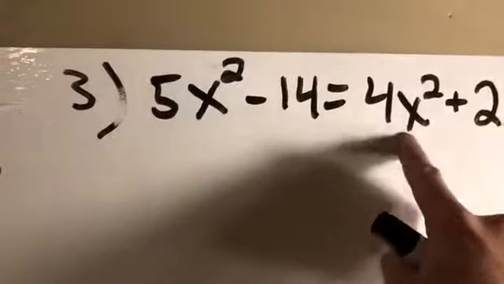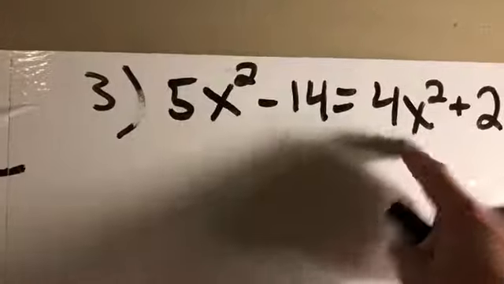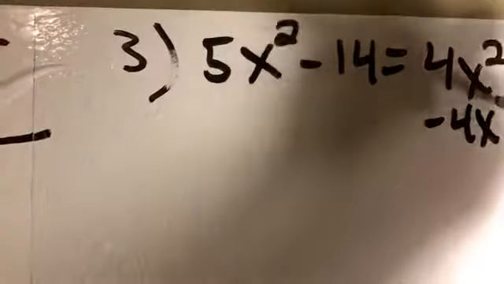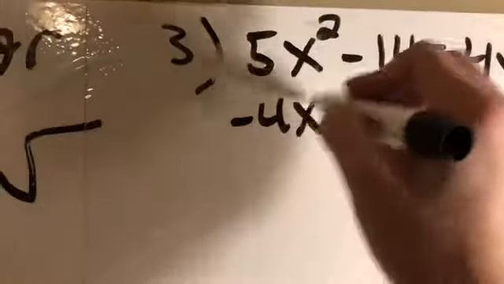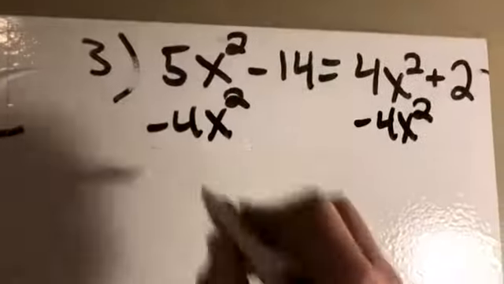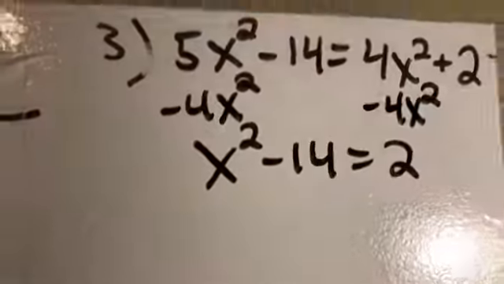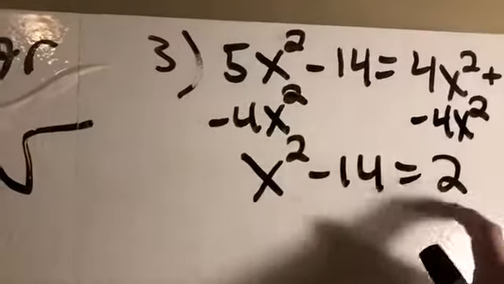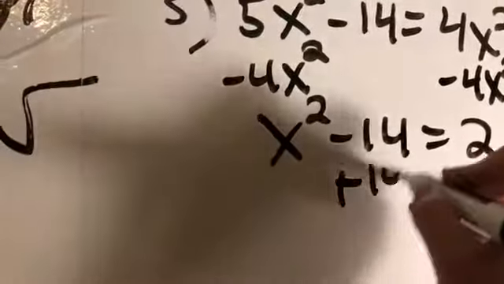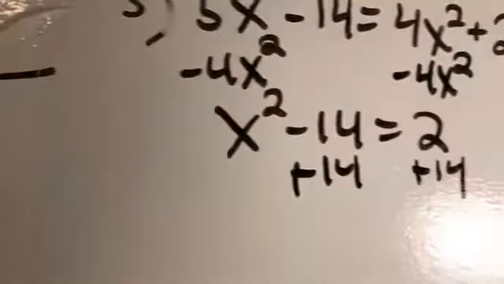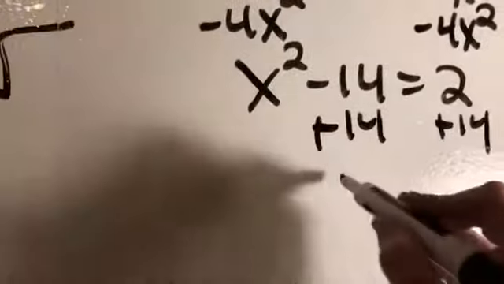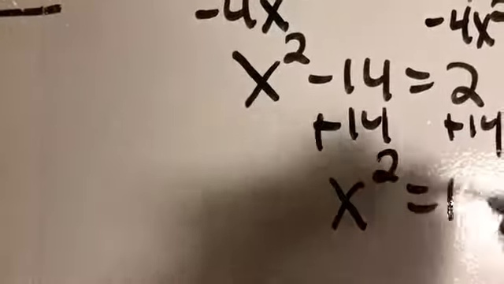I need to isolate x. So I still need my x squareds to the same side. So I'll subtract negative 4x from each side, x squared. And I get x squared minus 14 equals 2. Now since I only have x squared, I don't want one side equal to 0. I can isolate this using inverse operations. So I'll add that 14 over to the other side.